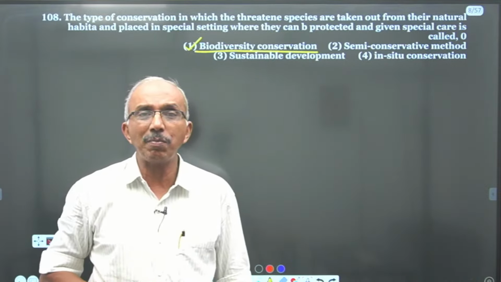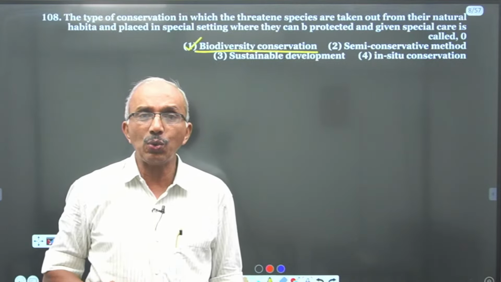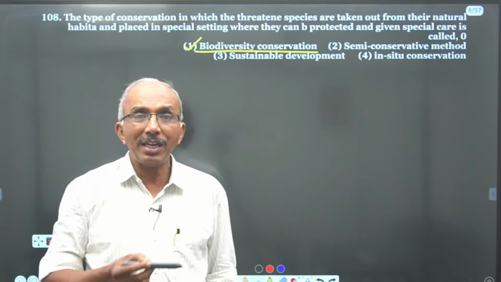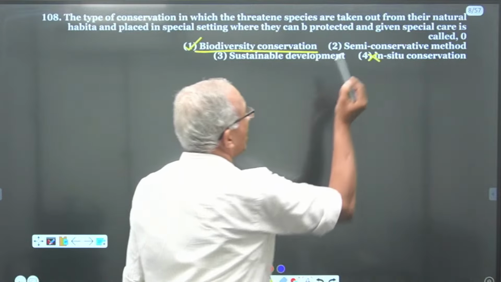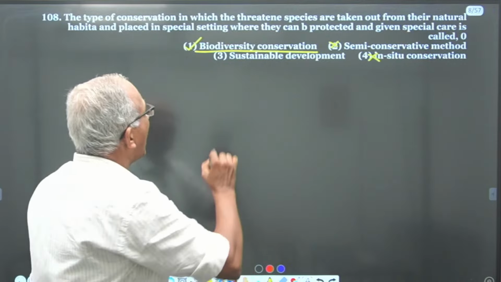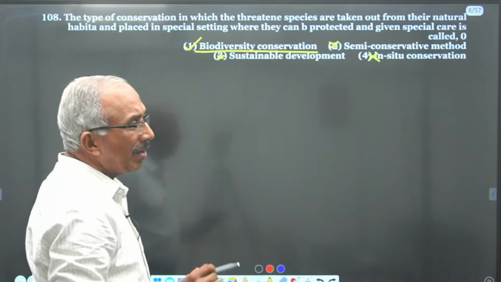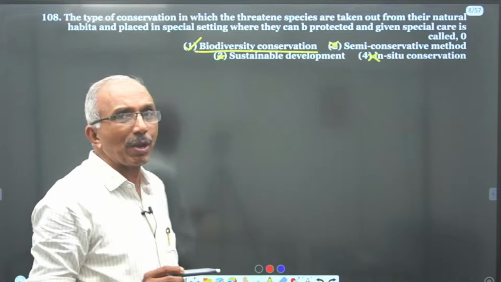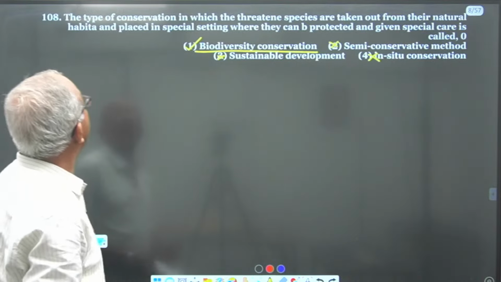Biodiversity conservation may be of two types, ex situ and in situ. But in situ is given, so it is wrong. Semi-conservative method is not relevant. Sustainable development is not, but the only acceptable one is biodiversity conservation.